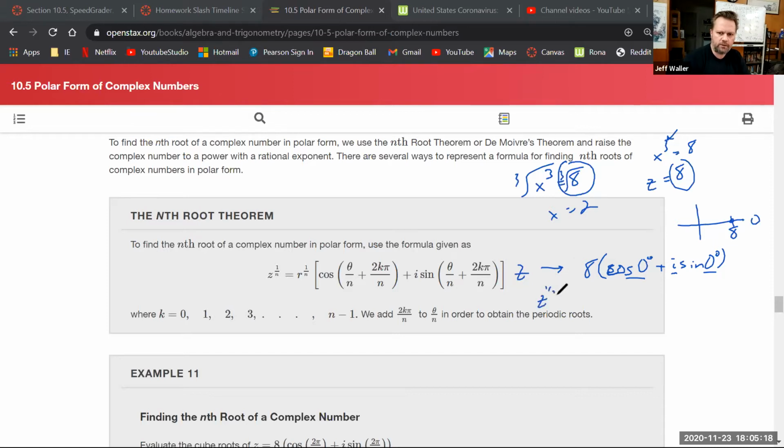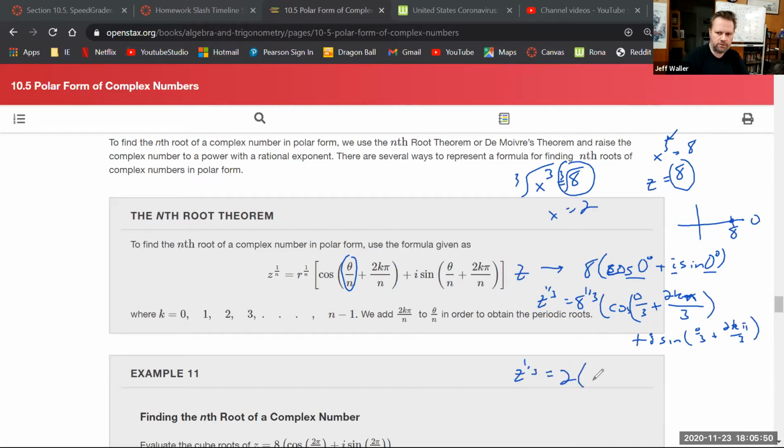So what's z to the 1/3? It would be 8 to the 1/3 times cosine of 0 over 3, right? Just doing this. Plus 2k pi over 3. Why can't I do pi today? Plus i sine of the same angle. 0 over 3 plus 2k pi over 3. Now stay with me.